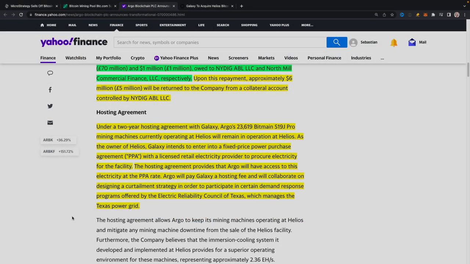Now, let's see here. The hosting agreement provides that Argo will have access to this electricity at the PPA rate. Argo will pay Galaxy a hosting fee and will collaborate on designing a curtailment strategy in order to participate in certain demand response programs offered by the Electric Reliability Council of Texas, which manages the power grid in Texas. Okay, so that's all good there.